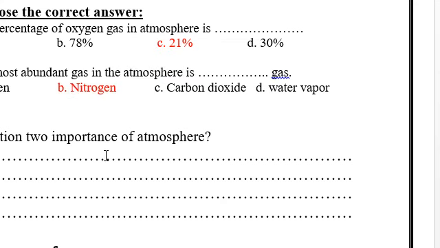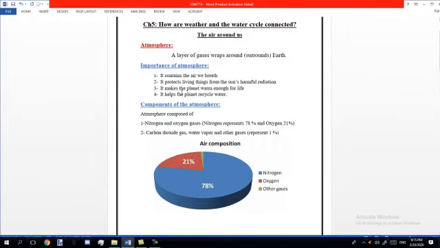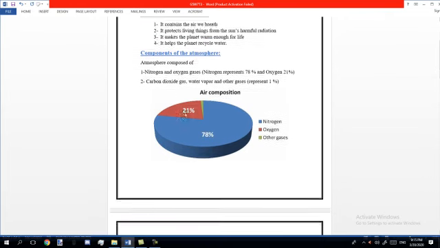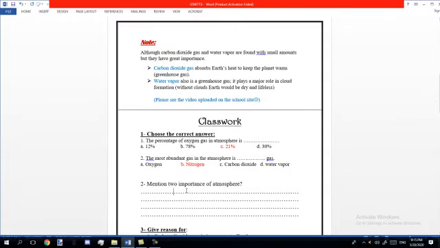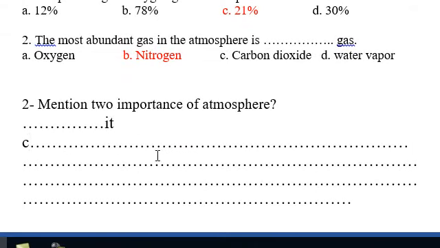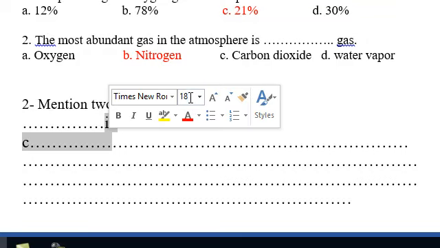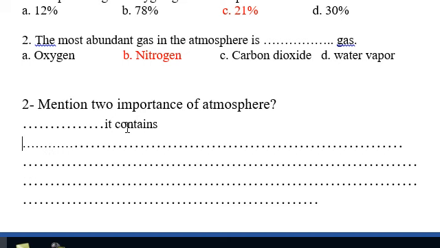Question number 2, mention 2 importance of the atmosphere. As we said, we have here 4 importance. Pick 2 of them. First, it contains the air we breathe. It makes the planet warm for life. So you can say it contains the air we breathe, and of course it warms the Earth.